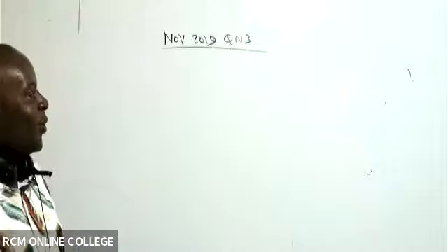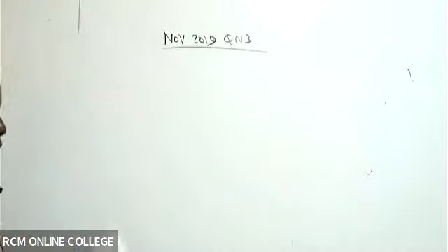Okay, so November 2019, question number 3. Of course, you can see a situation where this gentleman has $1 million. He has invested 200,000 in X. He has invested 800,000 in Y. So basically, they want us to get the weights there. So how do we get these weights?